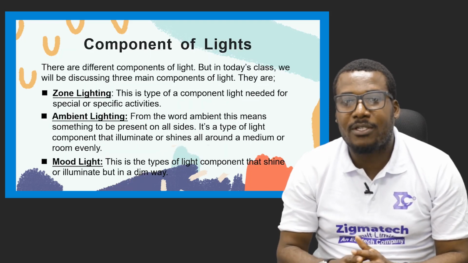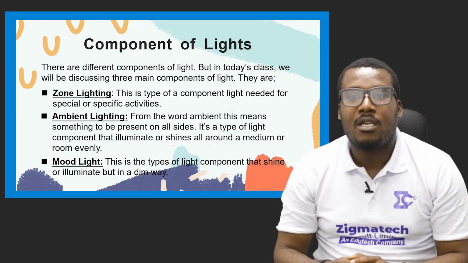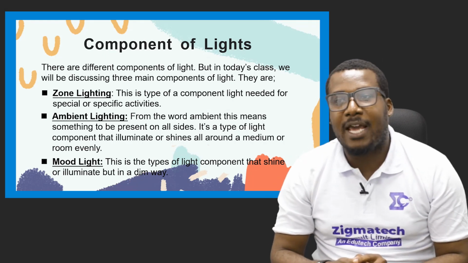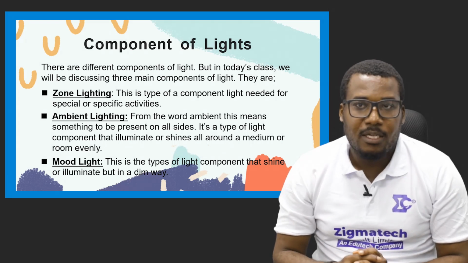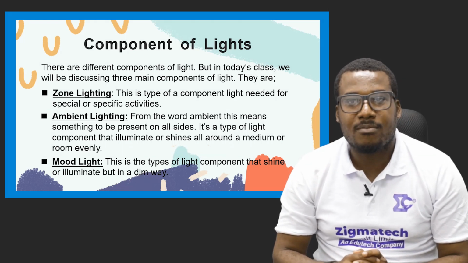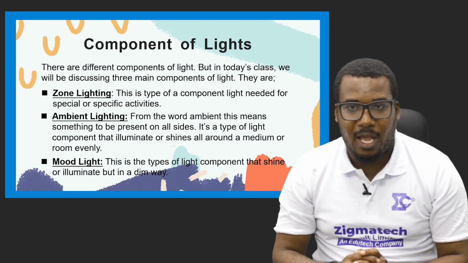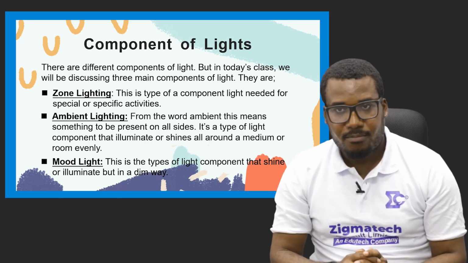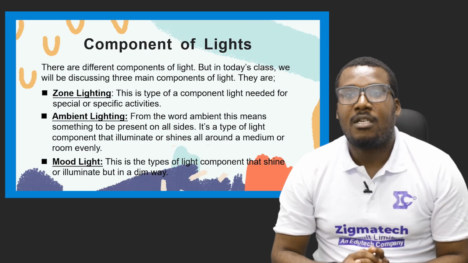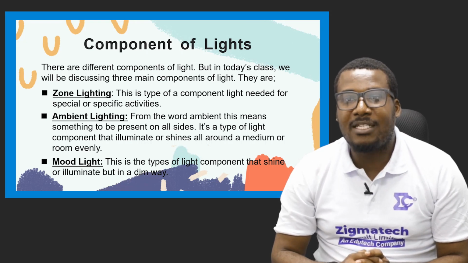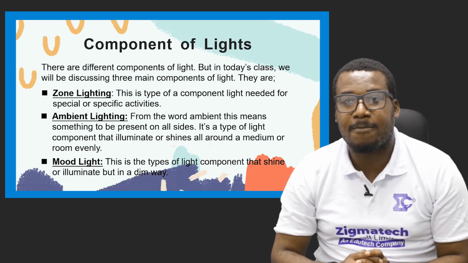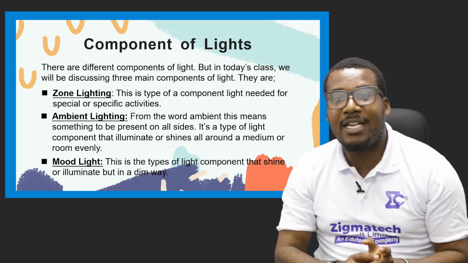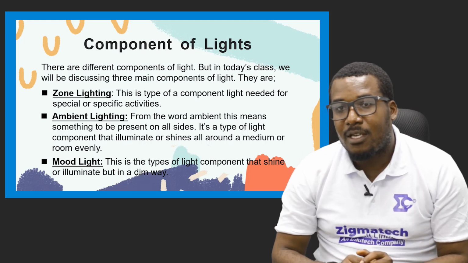Now let's see some case scenarios, components of light. There are different components of light, but in today's class we will be discussing 3 main components of light. They are zone lighting, ambient lighting, and then mood lighting. Zone light is a type of component of light needed for special or specific activities. Now, we will be seeing the pictures that depict them.